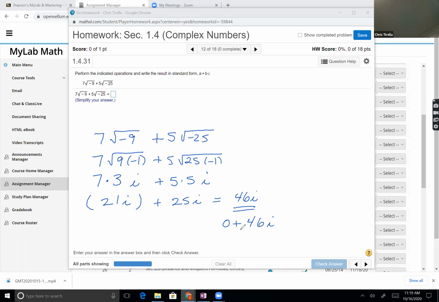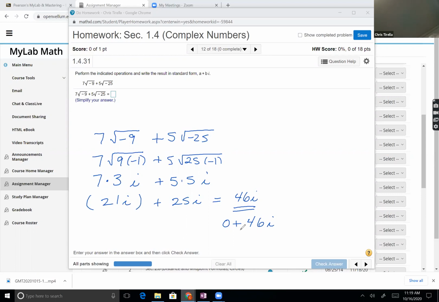And do you notice when we're doing this stuff that in many ways i acts like x would, like a variable? The only thing you have to remember is never leave an exponent on i. i squared is -1. i to the third is -i. i to the fourth is 1.